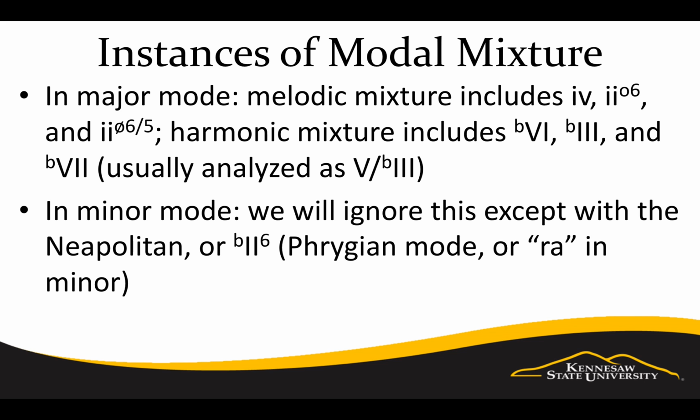Modal mixture in the minor mode, the second bullet point here, we will ignore this except with the Neapolitan or flat 2-6. So we derive the Ra, which is the solfege syllable, which is what you get from lowering Re, and it's derived from the Phrygian mode. So instead of doing 1, 2 diminished 6, 5, 1, you would get one chord, flat 2-6, and then 5, 1.